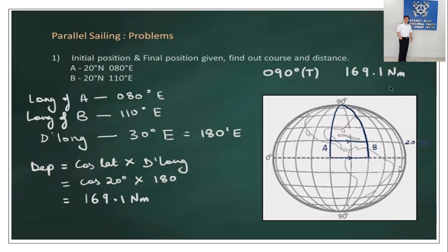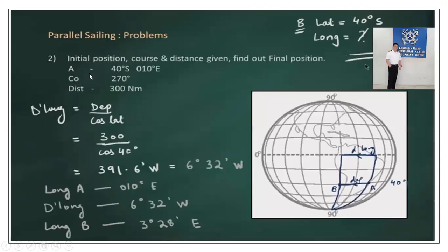Next, we solve for the arrival longitude. So the initial position, course, and distance are given. The final position is not given. So with this, we have to solve for the d long.